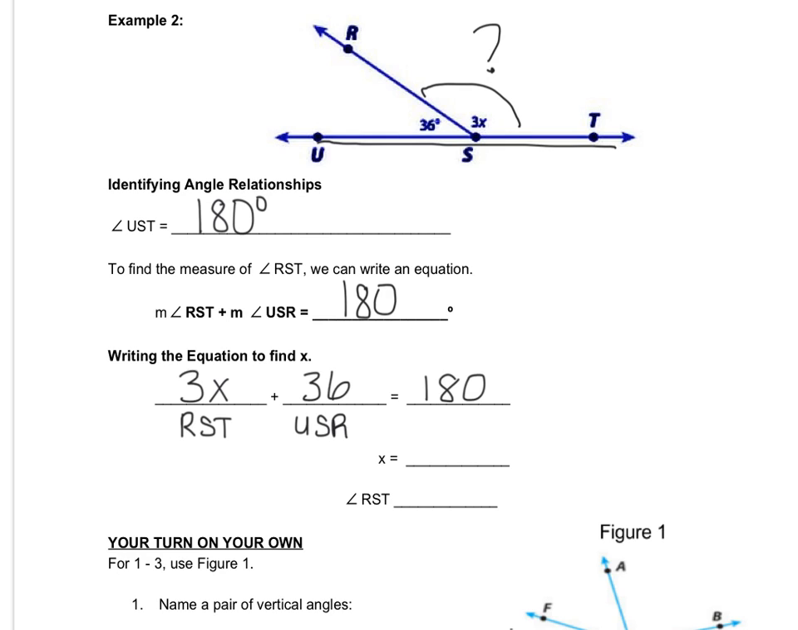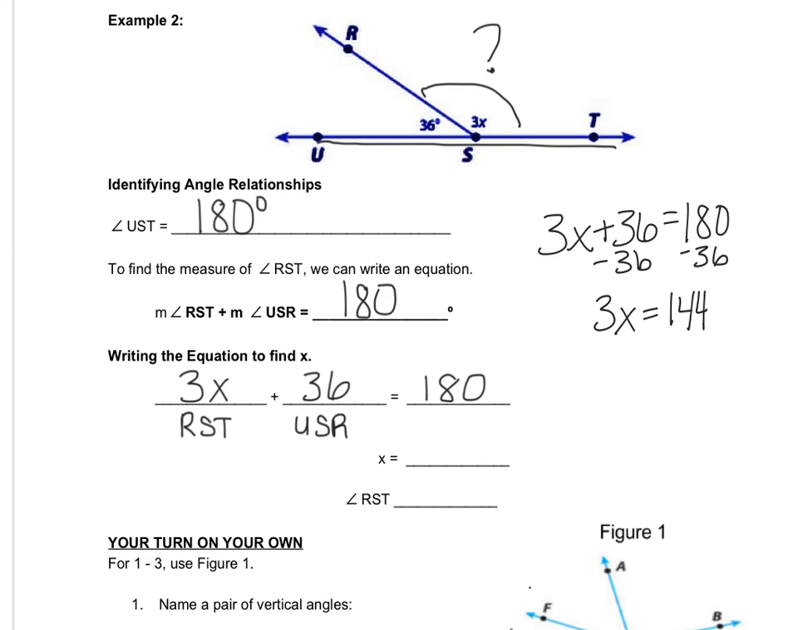So I need to solve by subtracting 36 from 180. So I now have 3x equals 144. And then I need to divide by 3. And I find that x is equal to 48. So x is equal to 48.